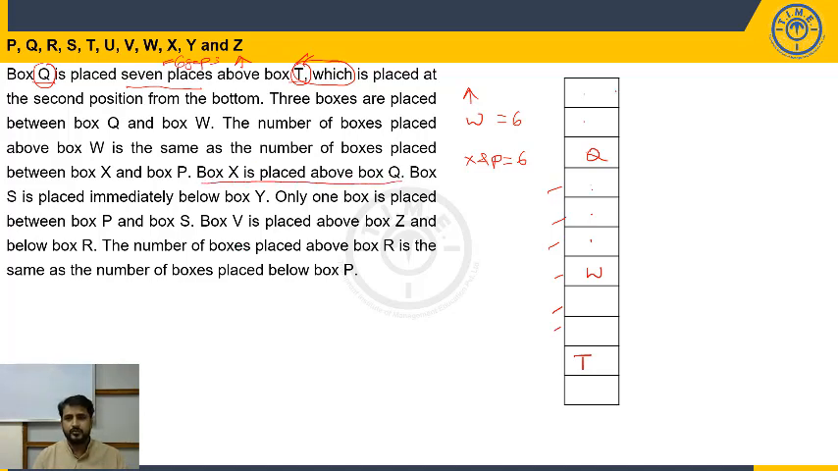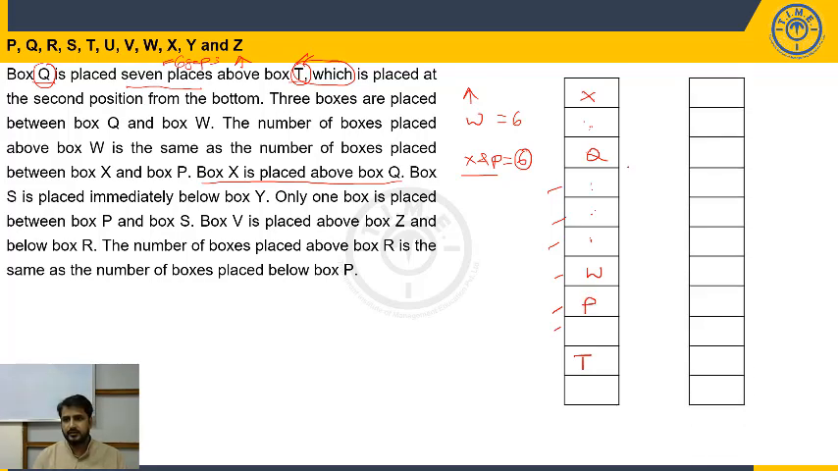X is placed above Q. It means above Q we have 2 possibilities. So let's take the 2 possibilities. X is here, and between X and P how many gaps are required? 6. So 1, 2, 3, 4, 5, 6 gaps, and P will be here. And what is another arrangement? So Q is already fixed, W is already there in the arrangement, T is already there. Now X earlier we have taken at the top position, now second from the top. Now the P will be immediately above T, 6 gaps. Now we have completed up to this point.